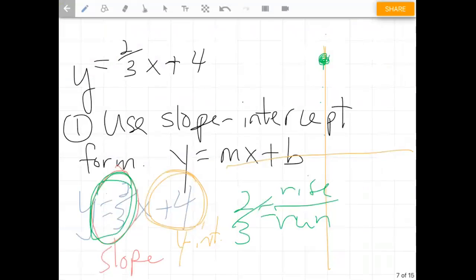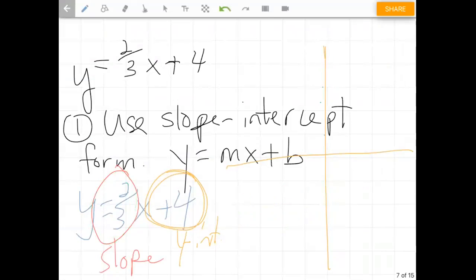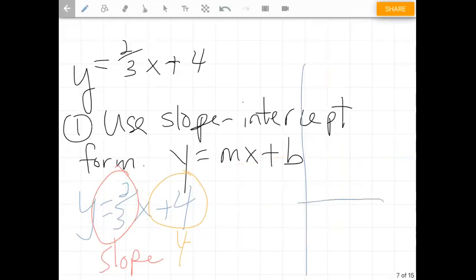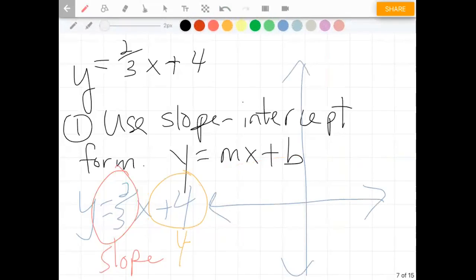Okay, there we go. All right, so I'm going to go back and I'm going to change my graph, move it down a little bit so I don't have that issue again. Okay, there we go. So we're going to graph. So here's my x-axis and my y-axis. So again, we're going to plot the y-intercept, which was 4. 1, 2, 3, 4. And then the slope was 2/3, which is rise over run.